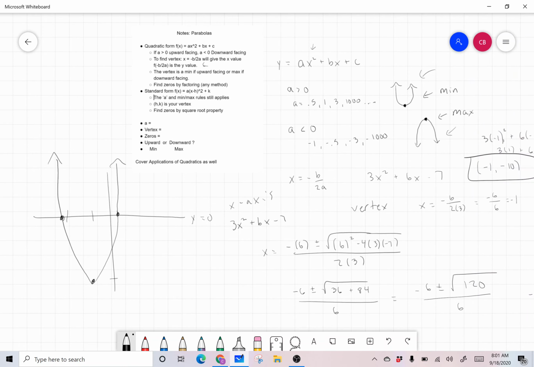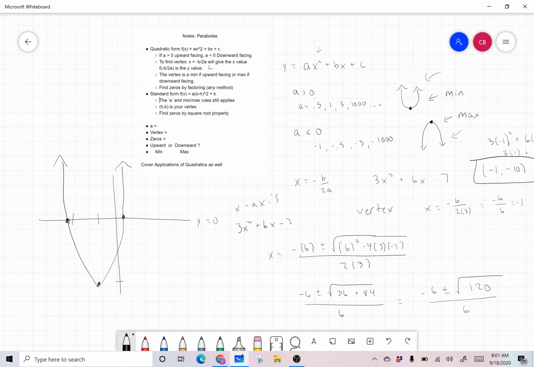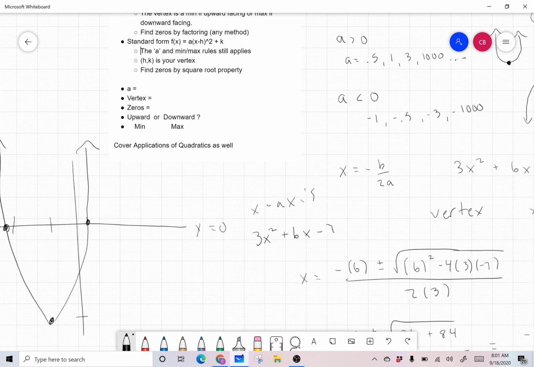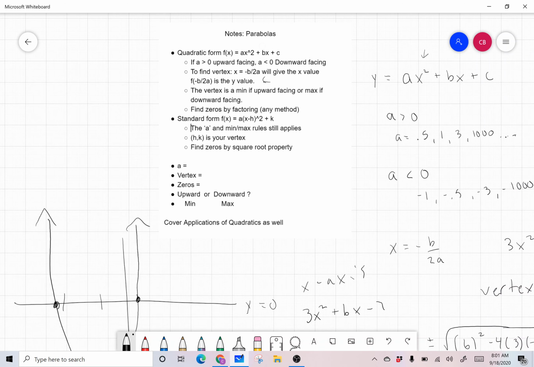Okay, so yes, that was the general form. Now you guys are more familiar with the standard form because this is the form we used when we did transformations. Same rule applies for A. You have a min and max rule. If A is positive, then the vertex is a minimum. If A is negative, then the vertex is a maximum. H and K come from obviously here and here. H is a liar still. Find the zeros with the square root property.